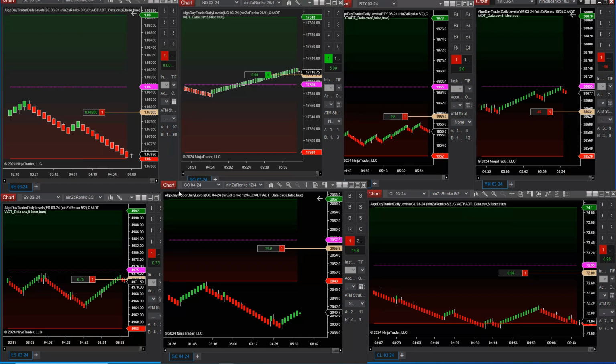So kind of something to keep in mind. Let's say you're watching these 4 indices: the YM, the Russell, the Nasdaq, and the S&P. Looking at them, for example, you can tell that the Nasdaq is the stronger market out of the 4, and the Russell is the weakest.